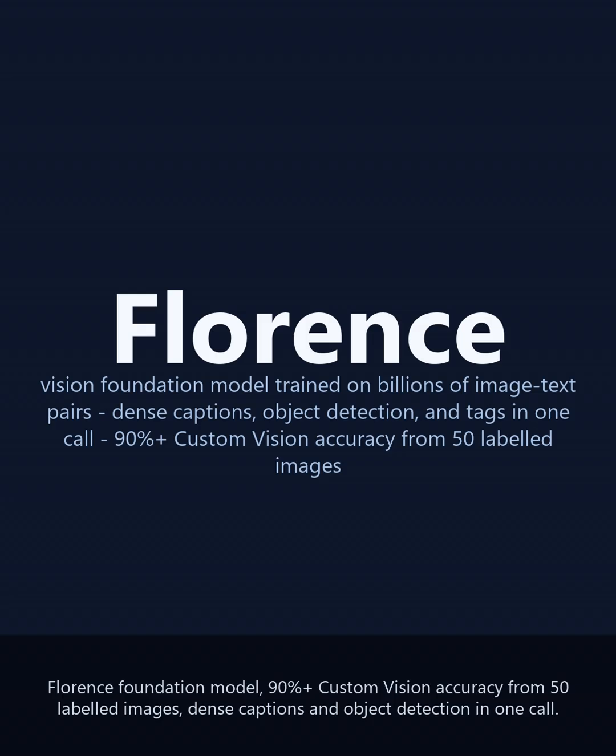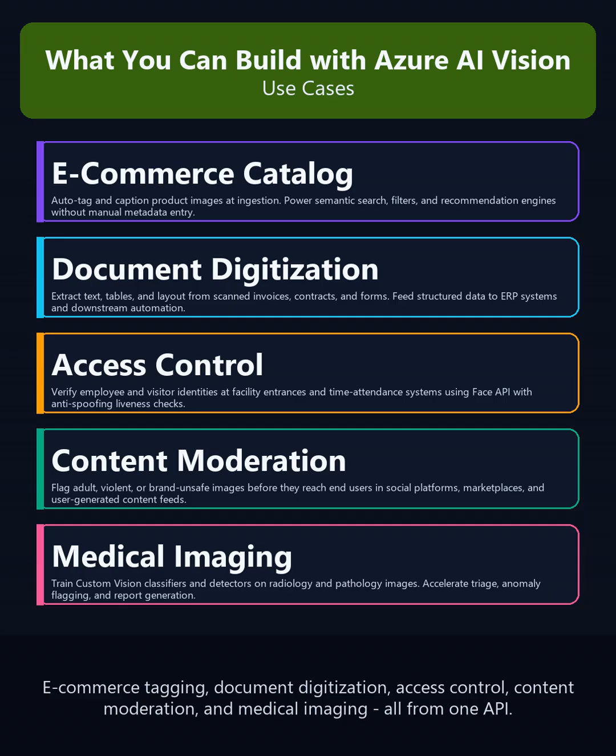Azure AI Vision powers 5 categories of enterprise image intelligence. E-commerce catalog automation tags and describes product images at scale to power search, filtering, and recommendation engines. Document digitization extracts text, tables, and layout from scanned invoices, contracts, and forms for downstream processing. Security and access control uses Face API to verify identity at facility entrances and time attendance systems. Content moderation flags adult, violent, or brand-unsafe images before they reach end users. Medical imaging analysis classifies and detects anomalies in radiology and pathology images using Custom Vision trained on domain labels.